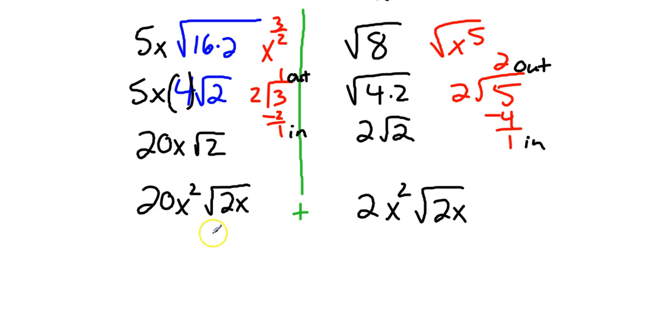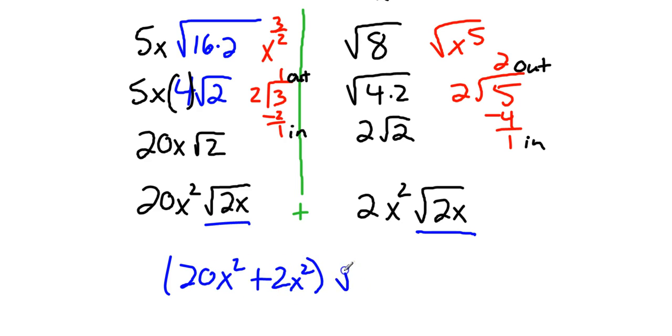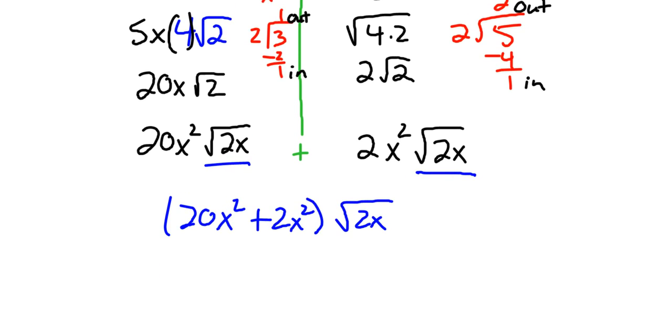Okay. And again, for these problems, it should be that you've got the same square root, so now you can just add or subtract the numbers in front. So it's 20x squared plus 2x squared square root of 2x. And it's 20 plus 2, so that would make it 22x squared, and then put the square root of 2x behind it.